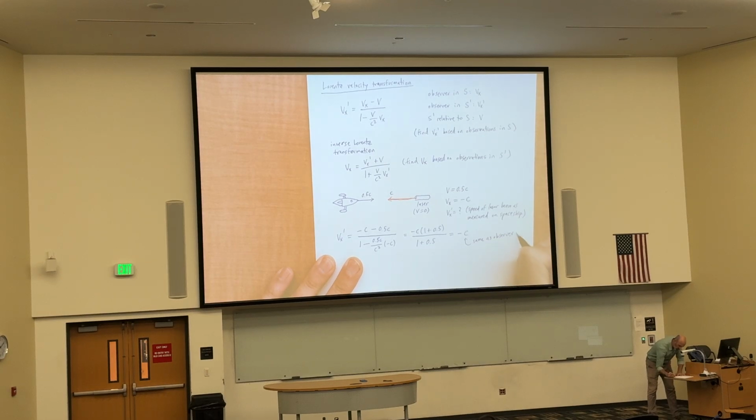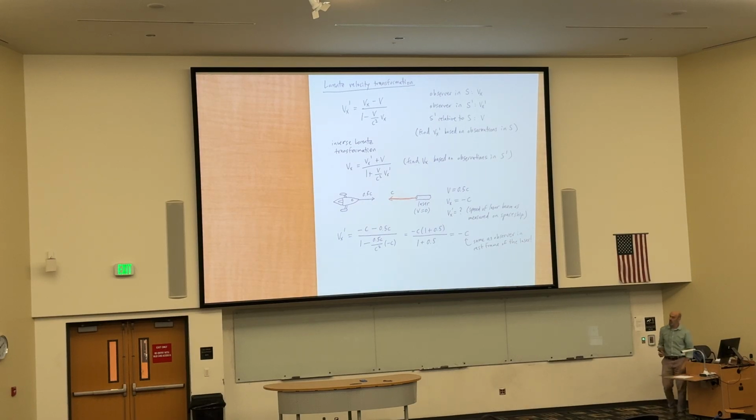Same as the observer in the rest frame of the laser. So that's good. That fits with the second postulate, that the speed of light in a vacuum is the same for all observers. Right? So there you go.